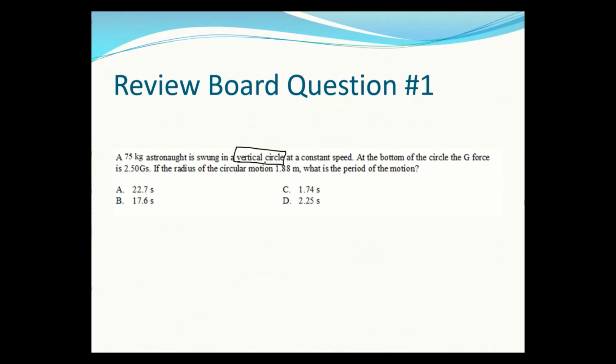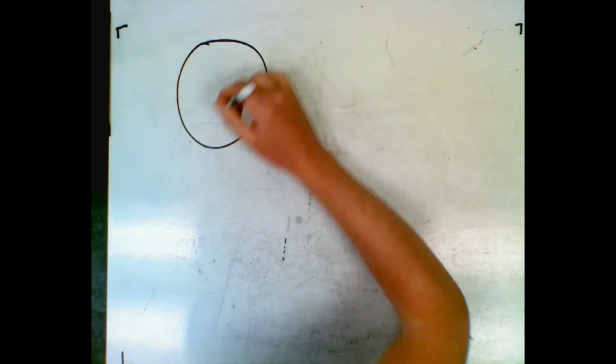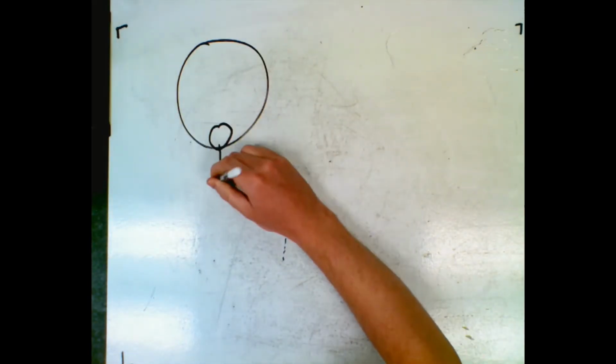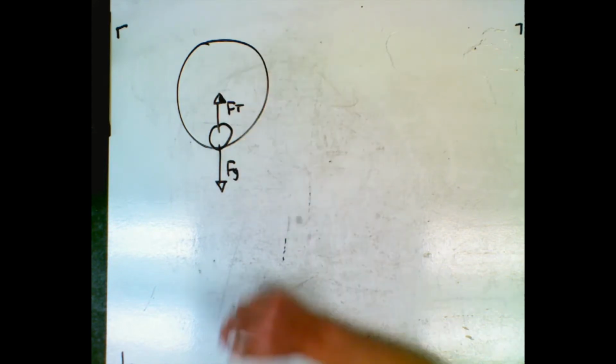Okay, so this is like a roller coaster loop that's going on here. It gives us some information. We're trying to find the period, and it's talking about the bottom of the circle. So I'm going to switch over here. We have a loop that looks like this. We're talking about the bottom of the circle, where FG is down and FT is up top.